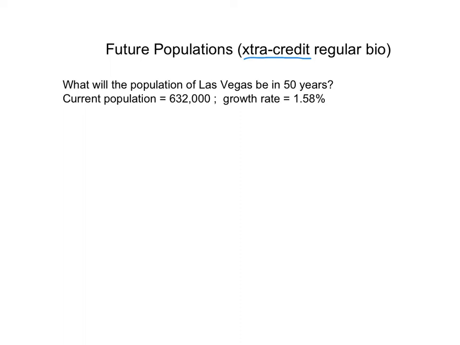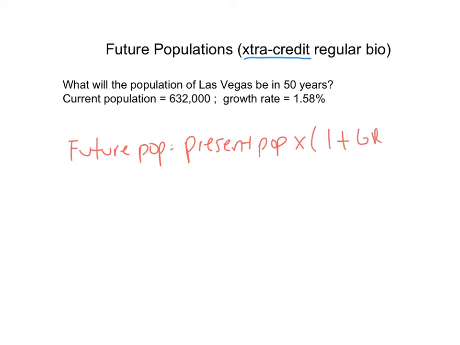All right, here we go. So, here's the formula. Future population equals the present population times 1 plus the growth rate as a decimal, and to a factor of how many years in the future. And since we're going 50 years for Las Vegas, it's going to be the factor of 50. So the future population equals the present population of Las Vegas, 632,000 people, times 1 plus the growth rate as a decimal.